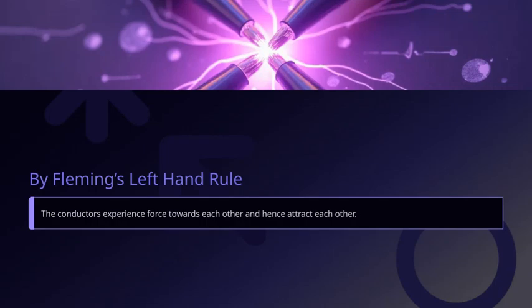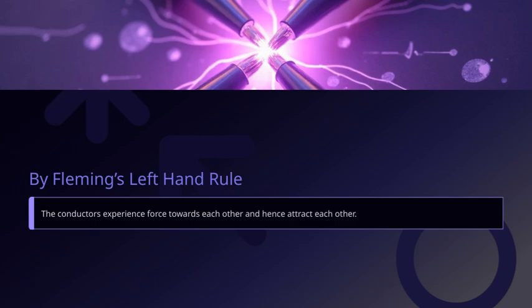Now, let's look at the behavior of conductors when they are placed in a magnetic field. When 2 conductors are carrying current, they experience a force that pulls them towards each other. This attraction occurs because of the magnetic forces generated by their currents. To understand the direction of this force, we can use Fleming's left-hand rule. Remember, this rule helps us determine the direction of force on a current-carrying conductor in a magnetic field.